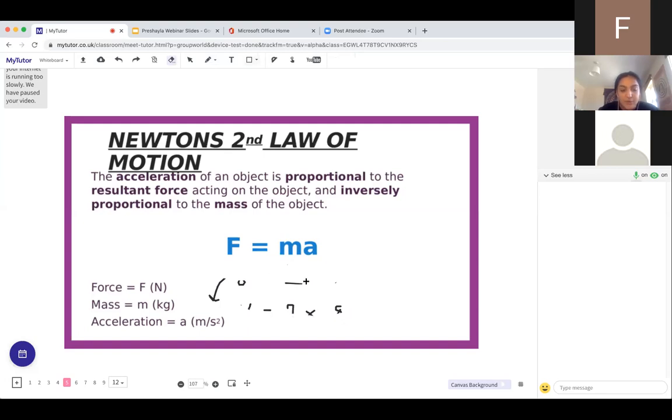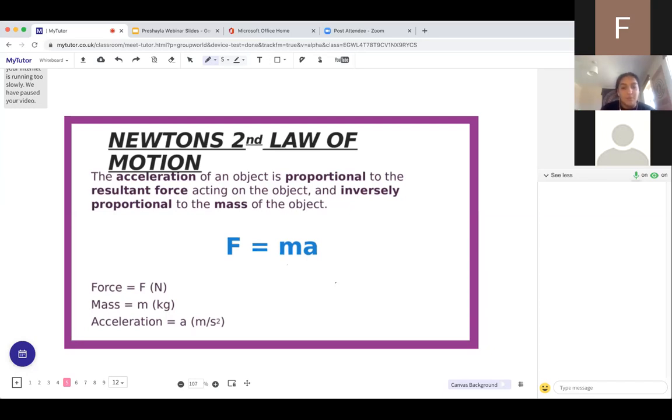Well, inversely proportional works in a different way. Acceleration is inversely proportional to the mass. Acceleration is inversely proportional to the mass. So that means if the acceleration changes, let's say by a factor of 2, the mass is halved. Okay, so if the acceleration is doubled, then mass must be halved for a constant force.